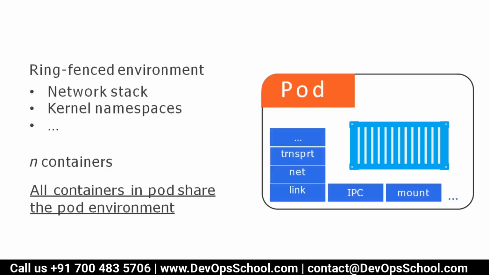It's just like a physical machine where you are running 10 processes. Each process becomes one container like that. So you still have one network, one mount, one IPC. That's a wonderful thing. So yes, it's a ring-fenced environment. Networks take kernel namespaces and stuff like that. Specifically, the mounts, IPCs, and network get attached at the pod level, not at the container level.